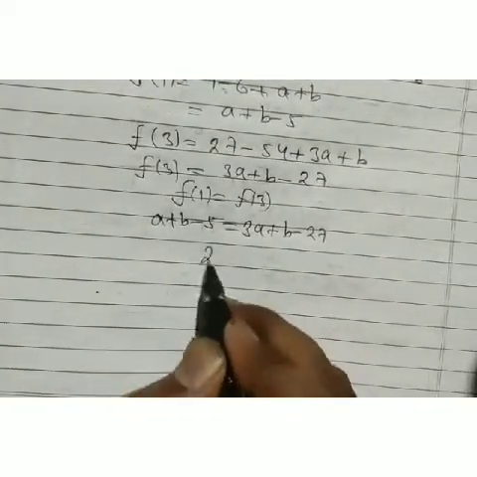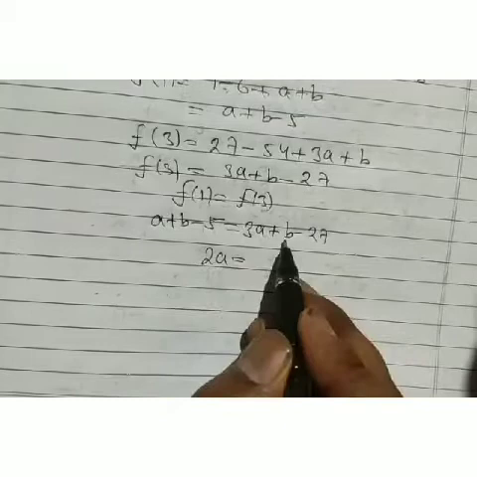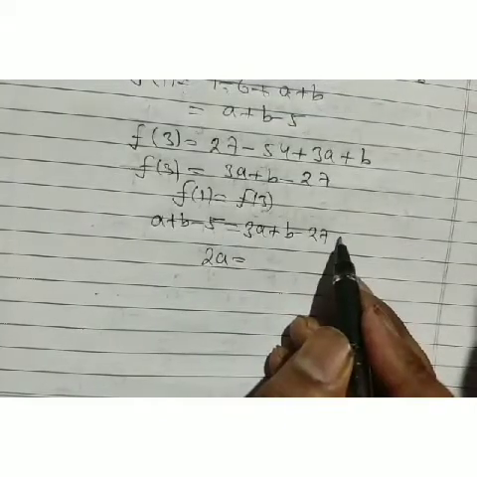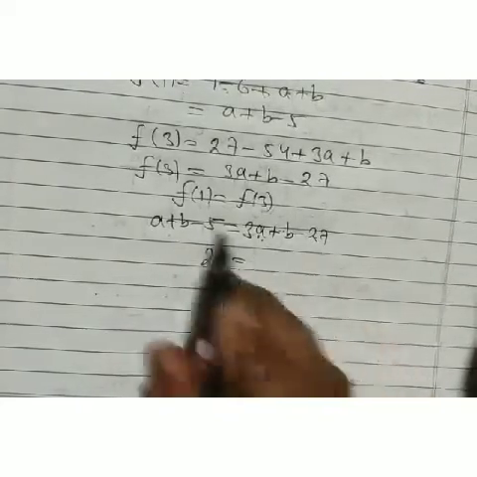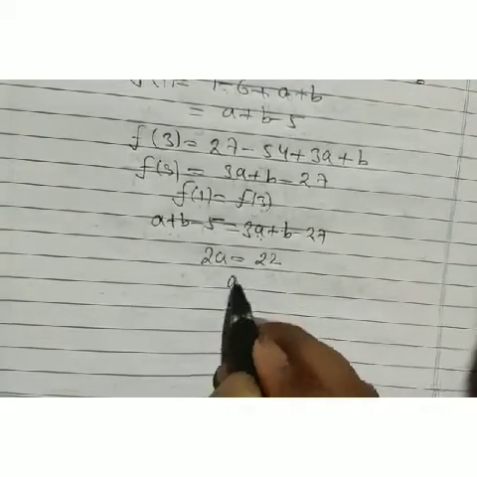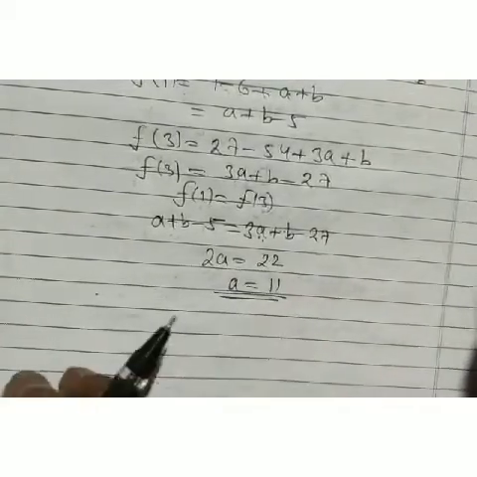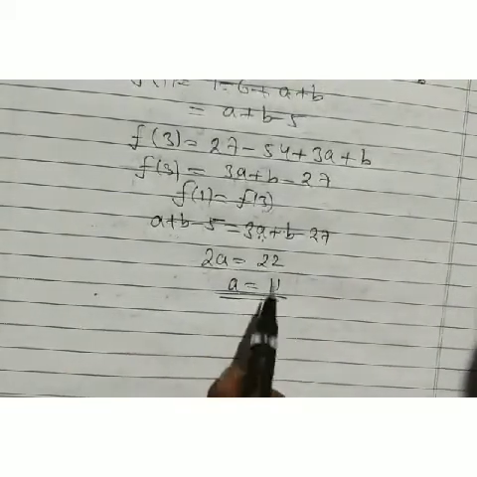Then we have 2a; b we cancel out. Then we have minus 27, it's 2a; b we cancel out. It's plus 27, 25 minus 5, we have 22. Then we get the value of a is what? 11. Now we get a equal to 1.